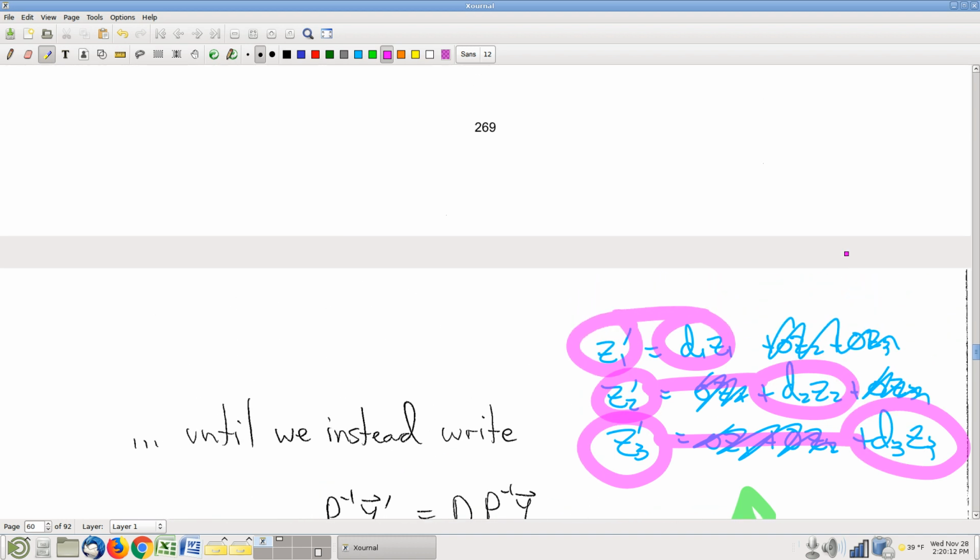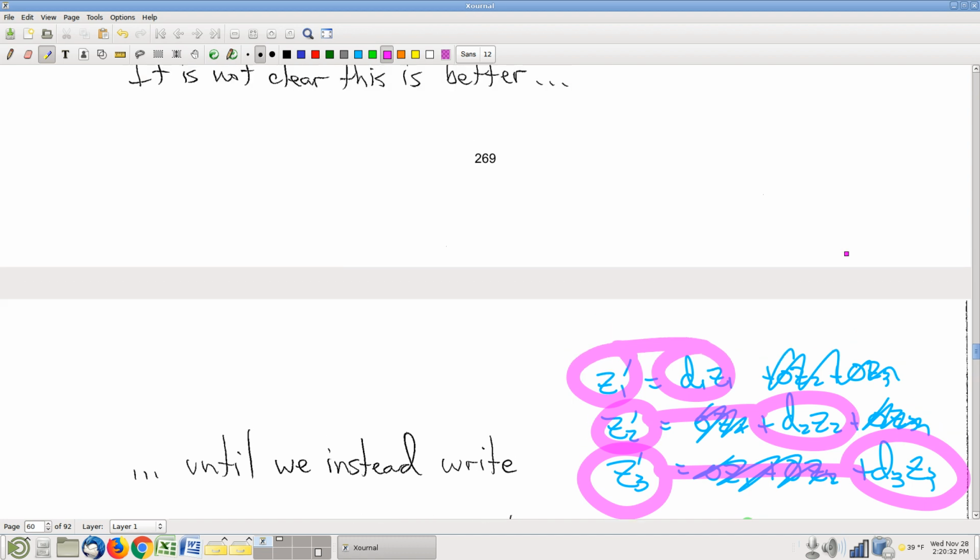Couple of really nice things about this system. A bunch of terms went away. That's nice, right? So we got rid of some stuff. Always a win. But more importantly, this is no longer coupled. This system here is completely decoupled. The z1 equation has only z1s in it, and z1s don't appear anywhere else. The z2 equation has nothing but z2s in it, and the z2s don't appear anywhere else, etc.